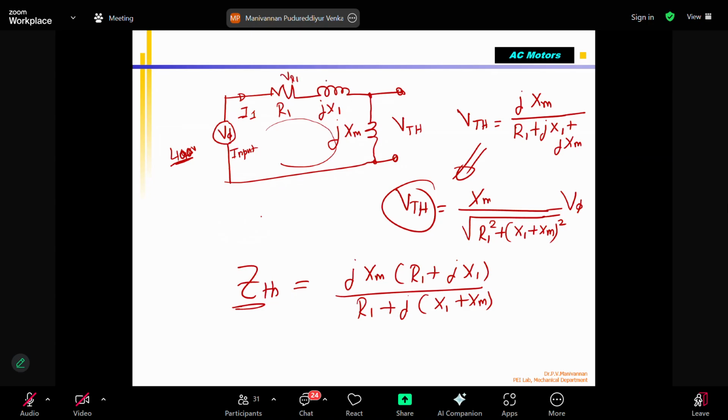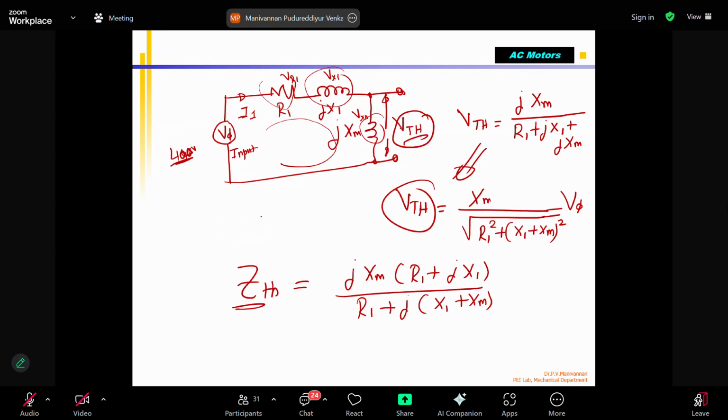We call it VR1, this is VX1, and I can say VXM. Because current flows, there is a voltage drop across this, across this, and across this. So my interest is, V Thevenin is nothing but the voltage across this point only. Across the XM only I am interested. That can be found using this formula: XM divided by the total impedance, the root of R1 squared plus (X1 plus XM) squared, into V1 is the V Thevenin. So this voltage I found.